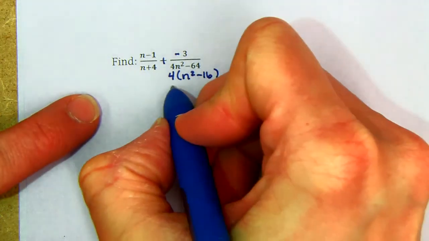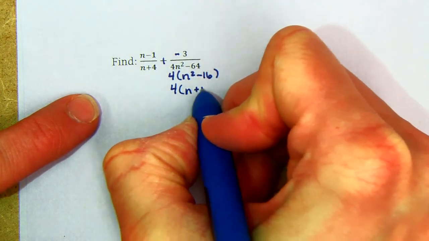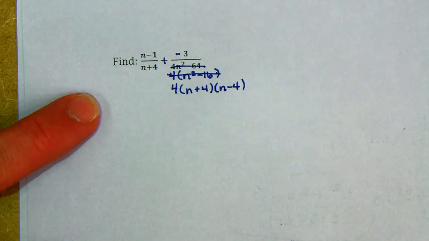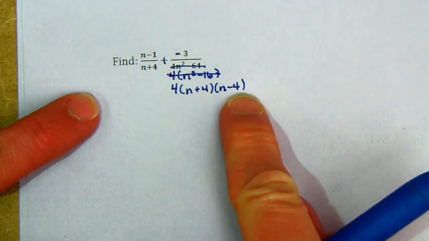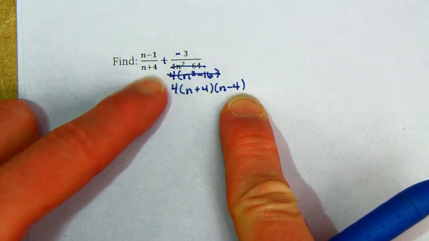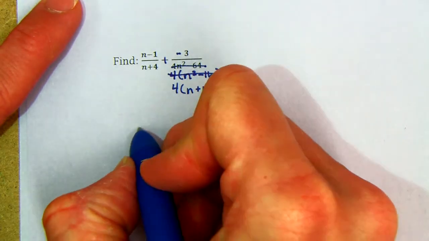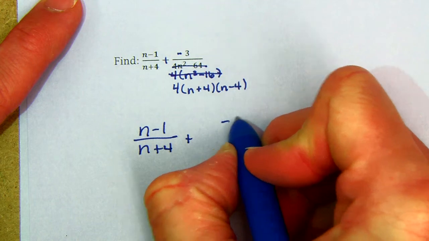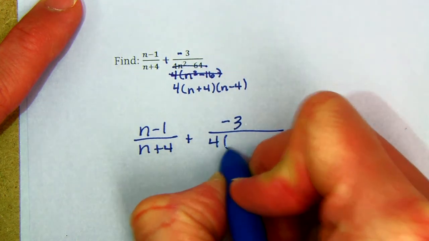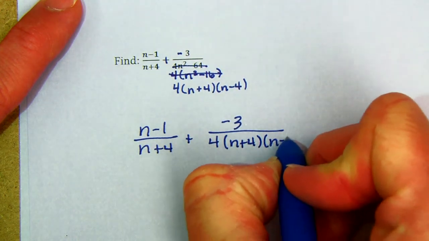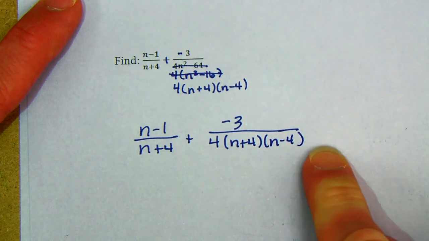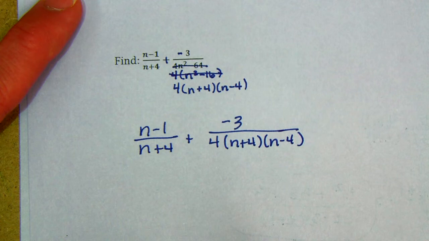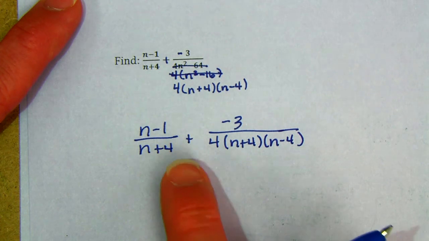So our common denominator here is all of that, because this one only contains an n plus 4. So I'm going to write that down here. N minus 1 over n plus 4 plus -3 over 4 times n plus 4 times n minus 4. Common denominator is all of this, so I don't have to multiply this second fraction by anything. It already has my least common multiple in the denominator. But this one I have to multiply by 4 and n minus 4.